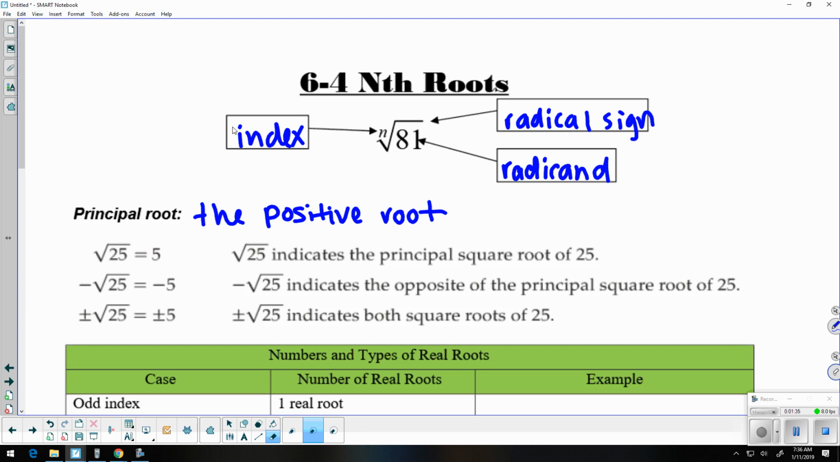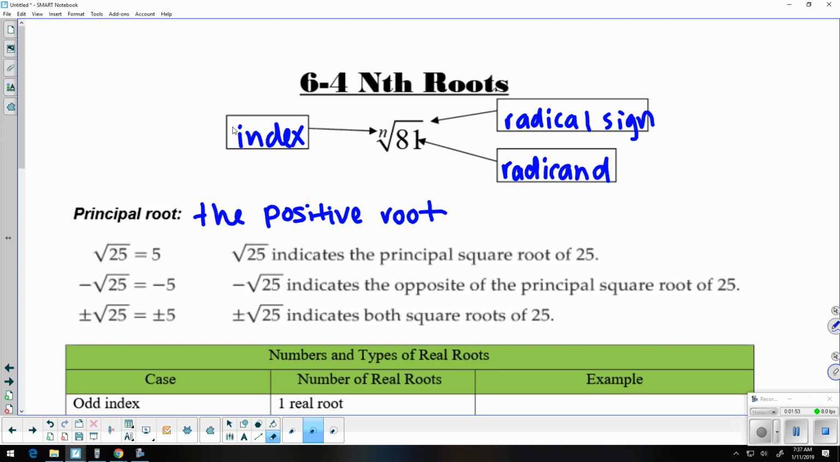However, if you see negative out front, if I ask you for the negative square root of 25, well then that's going to be negative 5 because it's saying I want the opposite of the principal square root of 25. And then if you see a plus and minus out front, the plus and minus square root of 25, then I'm asking for both answers, positive 5 and negative 5.